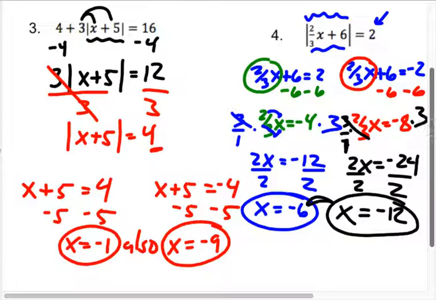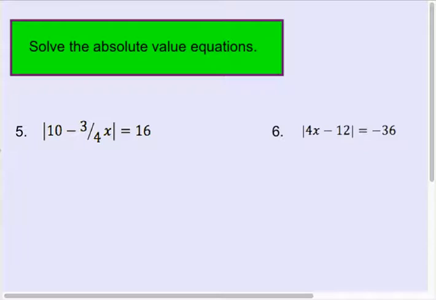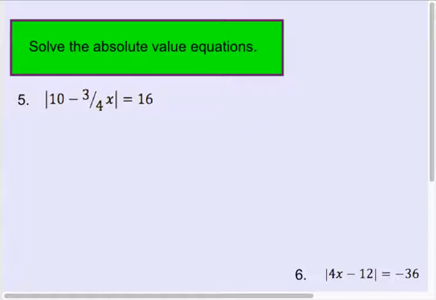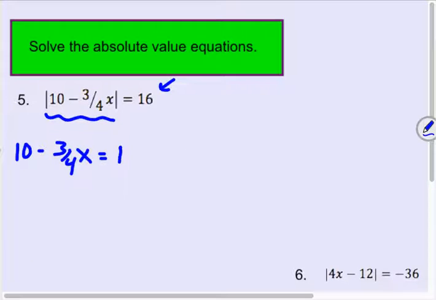Good to go. So working with fractions there a little bit. Here's another one with fractions. We'll bring 6 down here. We'll work with this one up here. Okay, the absolute value right here is isolated. It's equal to a positive 16, so I can bust this up into 2 equations right away. 10 minus 3/4 x equals 16, first of all, and 10 minus 3/4 x equals negative 16.